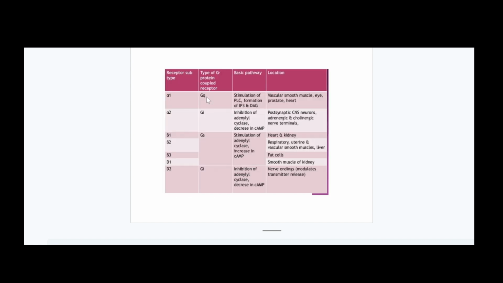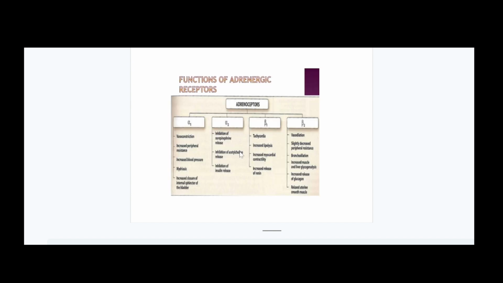Moving over to the next slide, there you can see, I'm not going to go into much detail on this, the type of G protein coupled receptors that they are, some are inhibitory, some are stimulatory. You can see the locations for alpha 1, alpha 2, beta 1, beta 2, beta 3, D1, and D2. And here you're going to look at what functions they exhibit. We have vasoconstriction for alpha 1, which leads to increased peripheral resistance and increased blood pressure. Mydriasis, that's dilation of the pupils. And we have increased closure of the internal sphincter of the bladder. But an important key factor is vasoconstriction.